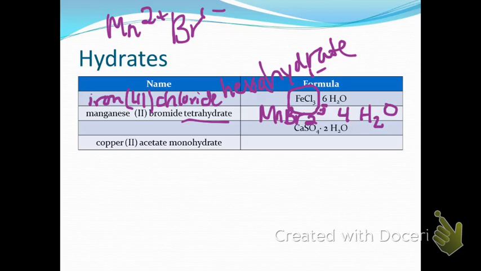Third one. Ca is calcium. Calcium does not require a Roman numeral. Sulfate is SO4. Di is the prefix for 2. Hydrate.